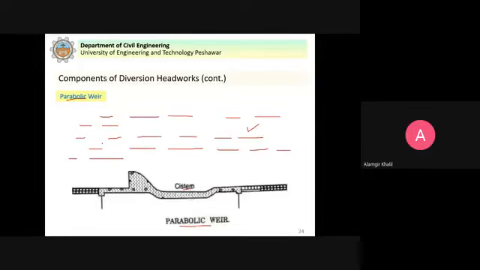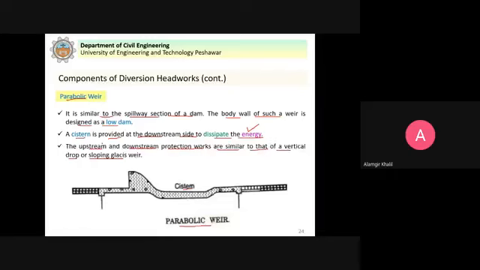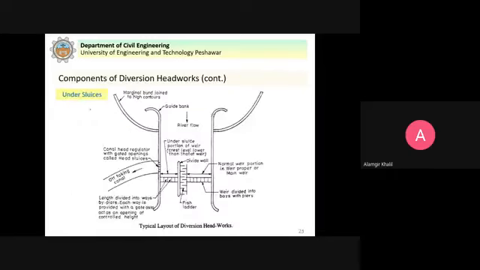Okay, so we discussed the different types of weirs. Now, next we discuss under sluices. You can see here that this is the under sluice portion of the weir.